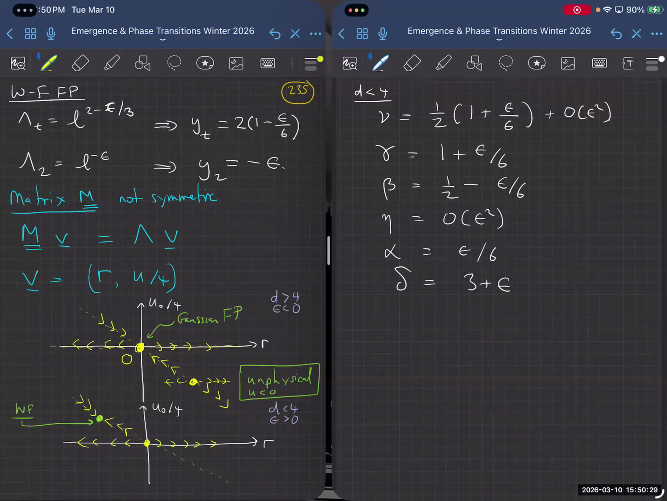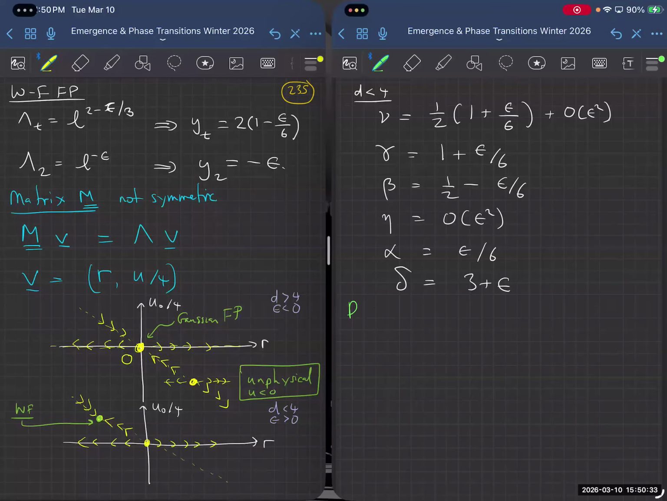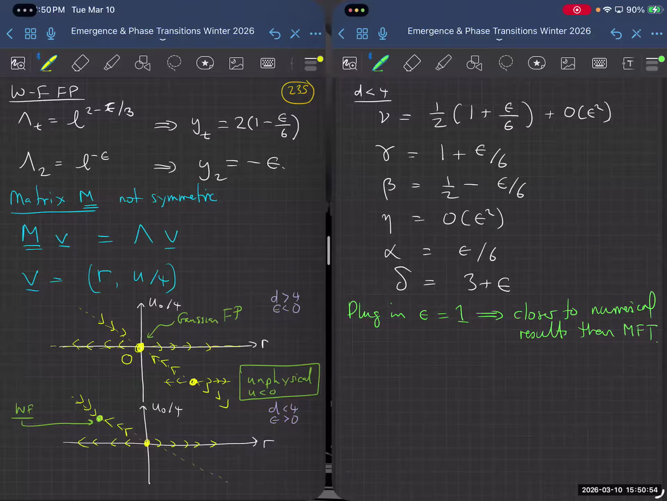And if you then plug in epsilon equals 1, then these results are closer to the numerical results than mean field theory, and they can be systematically improved.